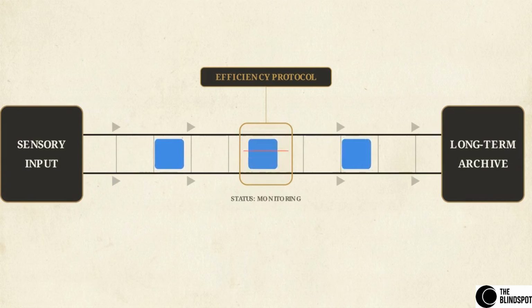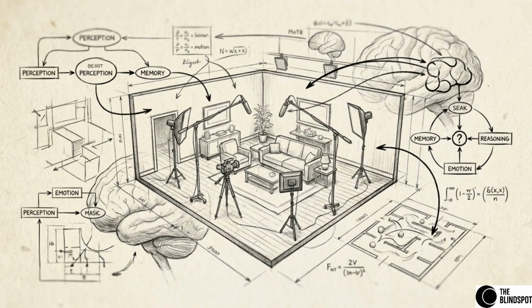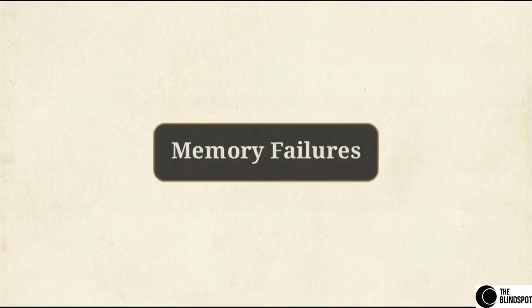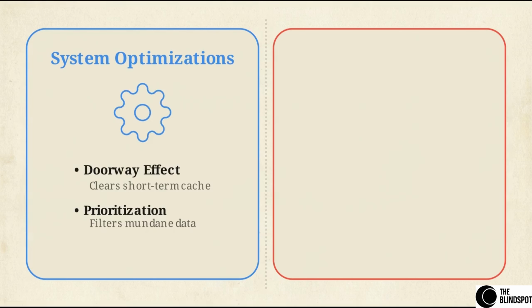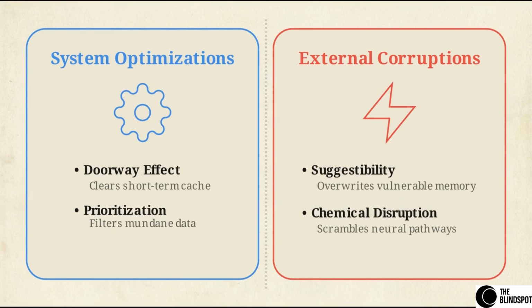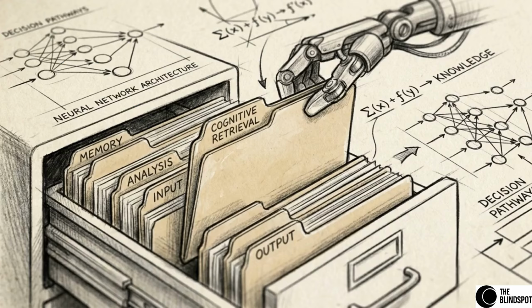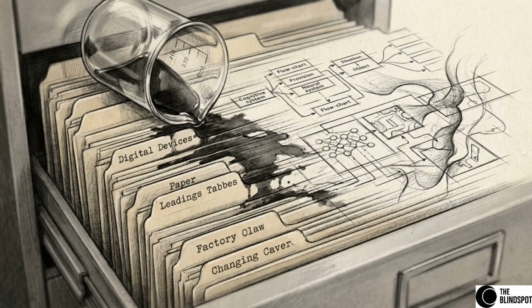reach permanent storage. To understand what is actually happening behind the scenes, we have to divide these memory failures into two strict categories: deliberate system optimizations and external corruptions. Distinguishing an optimization from a corruption helps us see whether our memory is working as intended, or if it is being altered by factors outside our control.